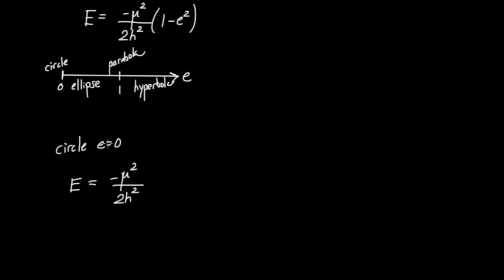And if you look at the elliptical case, e is going to be between 0 and 1, so that means that 1 minus e squared is going to be a positive number. So a positive number times a negative number. So that means that for the elliptical cases, and the circle is a special case of the elliptical case, the total energy is going to be negative. So notice that the 2 bounded orbits are going to have a total energy which is negative, because parabolas and hyperbolas are going to be escape orbits.